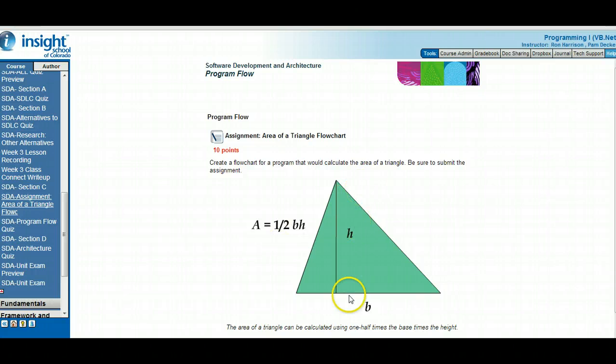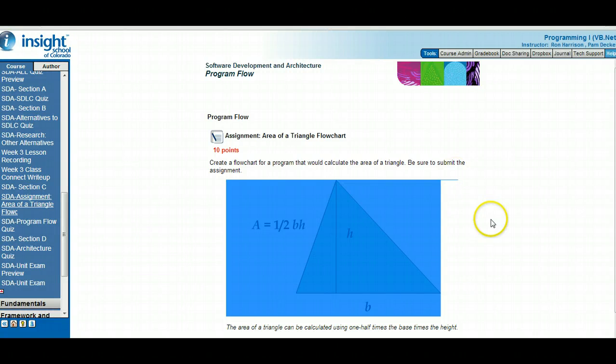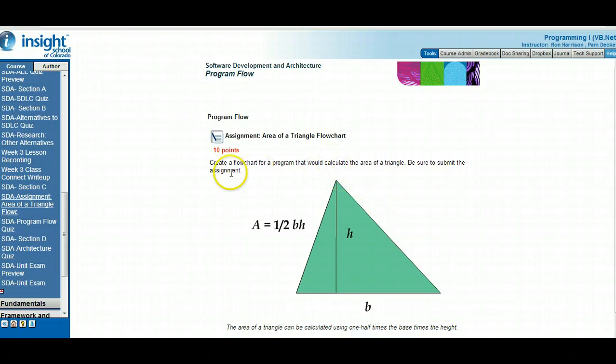And again, the flow chart for figuring this is going to be input B, input H, do the math, which would be 1/2 B times H, and then the next to last step would be to print the answer, and then the last step would be stop. So that's pretty easy on how to do this flow charting activity. And it's worth 10 points. When you do this work, just save it as week 3 area of a triangle flow chart.